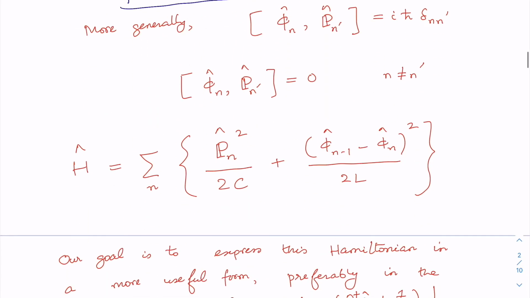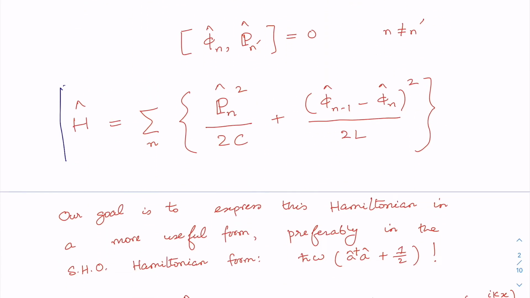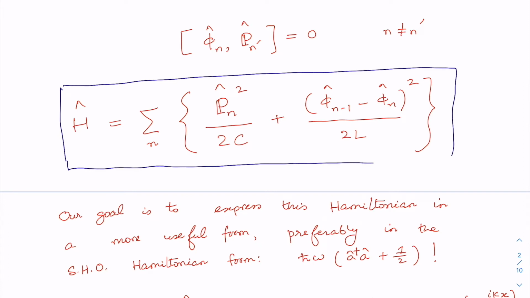And so the quantized Hamiltonian for the transmission line would be of this form, and as you can see, that is quadratic in the coordinate and quadratic in the momentum. But our goal is to express this Hamiltonian in a more useful form. We want it to be in the form of a simple harmonic oscillator Hamiltonian.